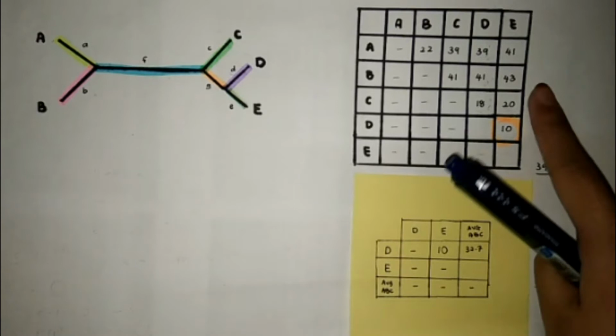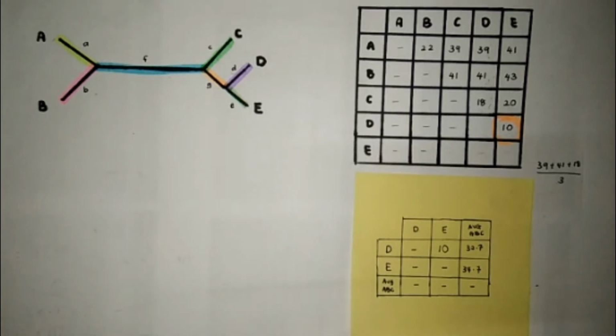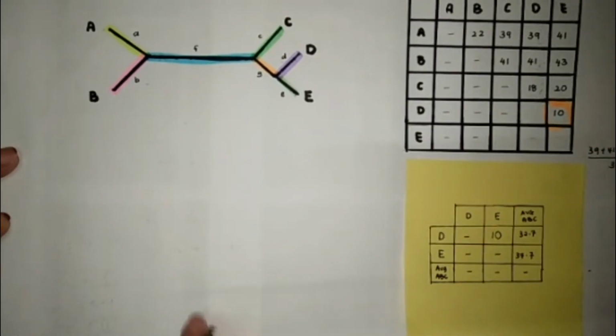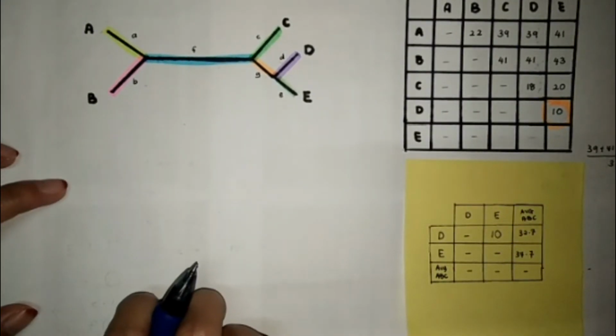Okay, next, using the same method, we need to find the distance of E to ABC by taking the average also. So 41 plus 43 plus 20 divided by 3, and we will get 34.7. Put it here. Okay, once we are done with this, we can proceed to the next step. The distance can also be found by averaging the sum of the lengths of the appropriate branches. So basically, we use algebra to do this.